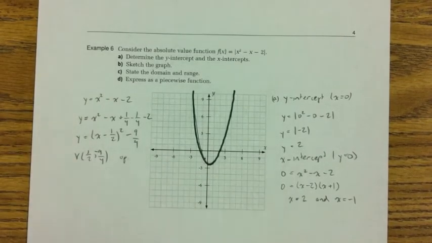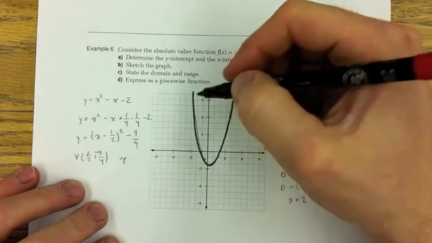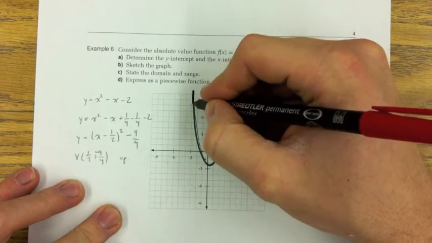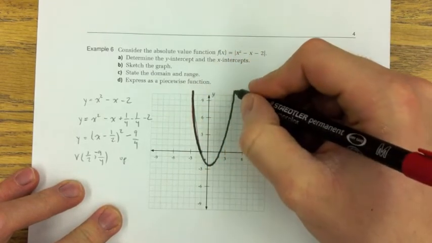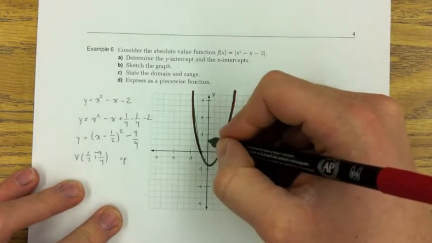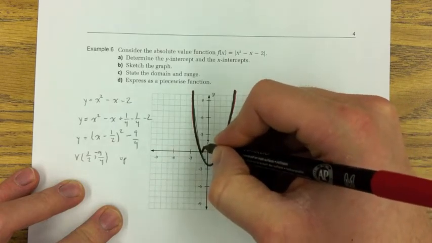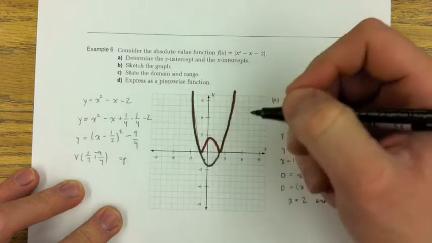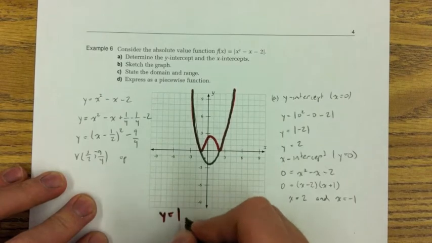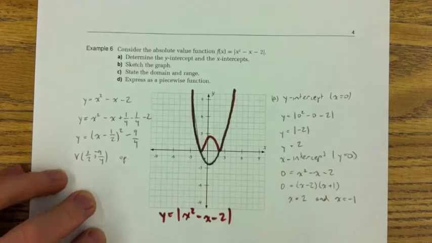All right, now let's sketch the graph. It's good because we've sketched the associated graph. Whenever the graph is above the x-axis, our graph follows perfectly the original graph. When it goes below, we have to reflect it above. And so the red graph is y equals the absolute value of x squared minus x minus 2.